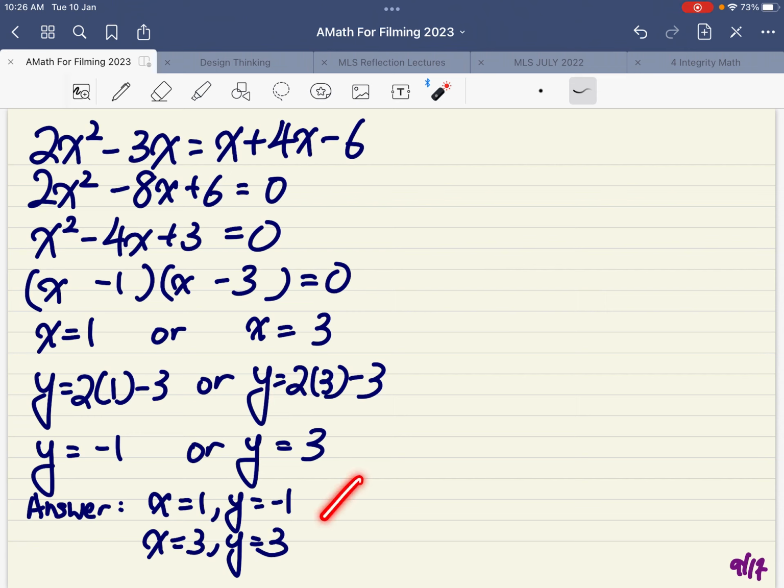And eventually you will get to the answers here, where x equals 1, y equals negative 1, x equals 3, and y equals 3 itself. I hope you were able to solve this question. If not, you can check with your teachers and we will try to help you see what queries you might have in solving this.